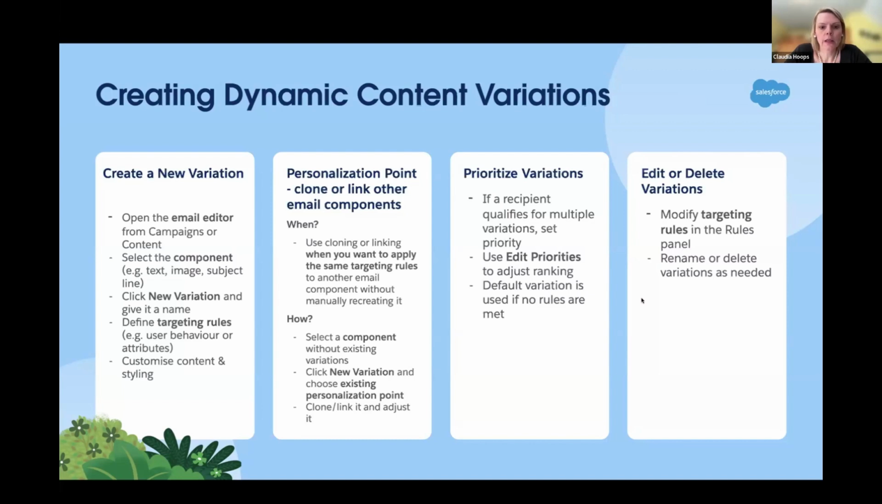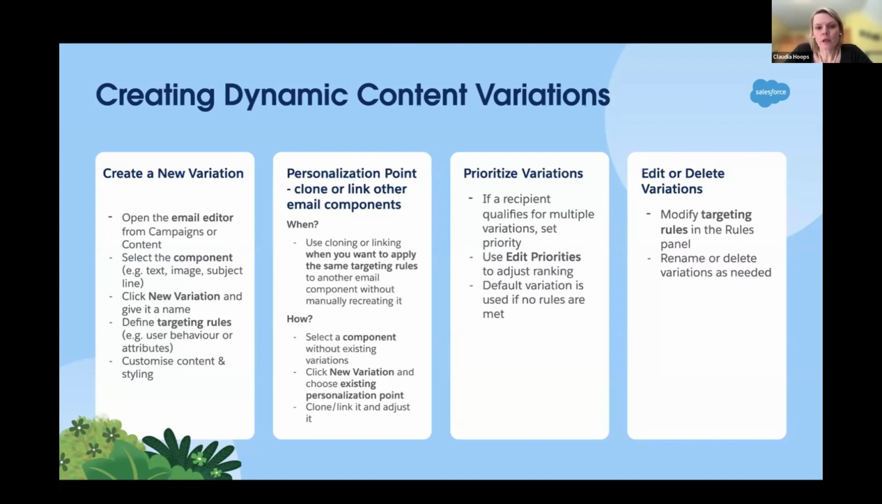And then lastly, you customize the content and the styling of that particular variation you want to do. The personalization points, every time you create a variation, it creates a personalization point. And you have the option to link other areas in your email to an existing personalization point, or to reuse them, or to clone them and slightly change the targeting rules. This comes in handy if you don't want to build the targeting rules from scratch again every time, if you just want to slightly amend them, or if you want to link multiple sections in an email together to one personalization point.